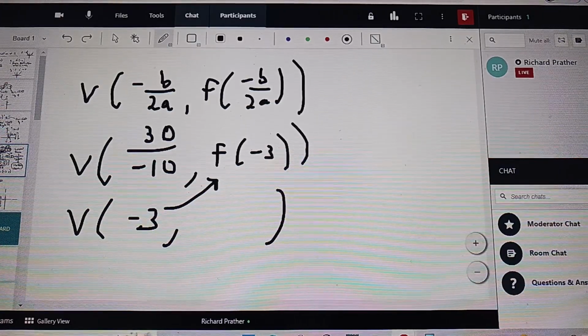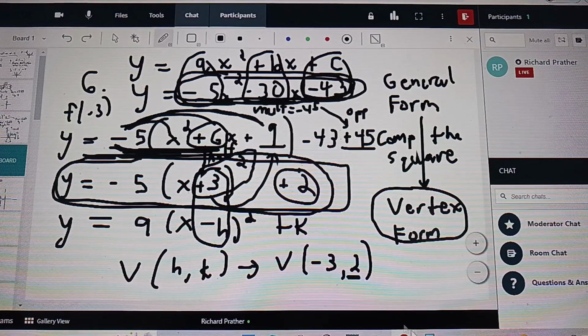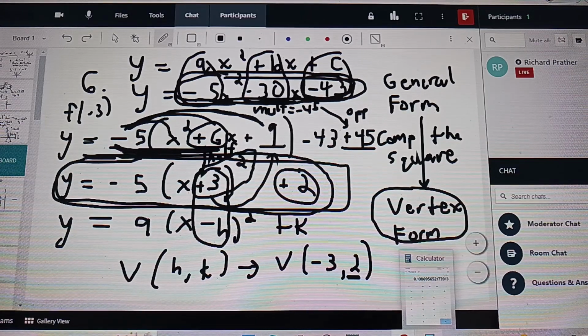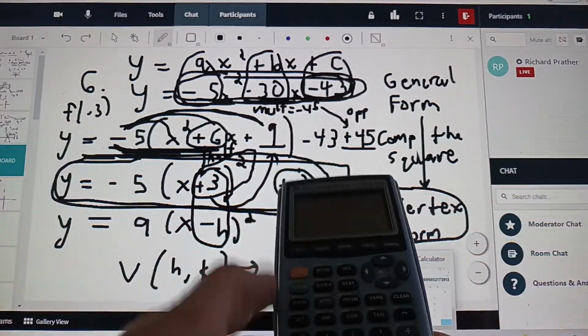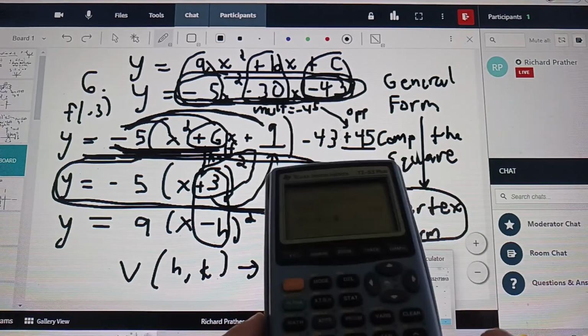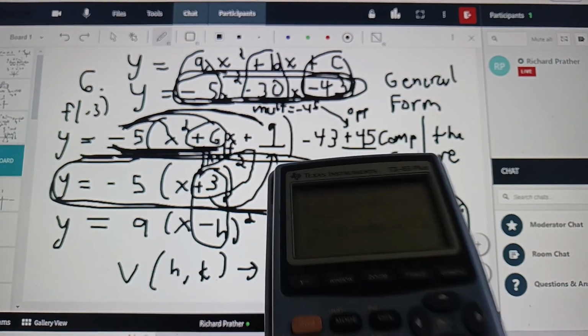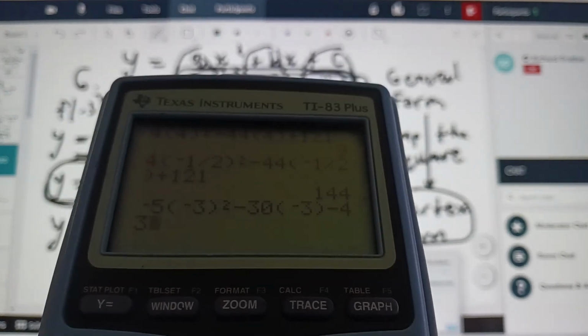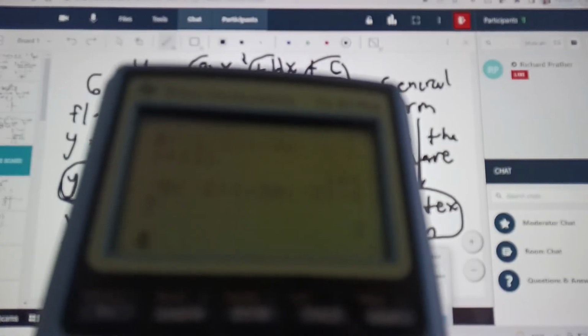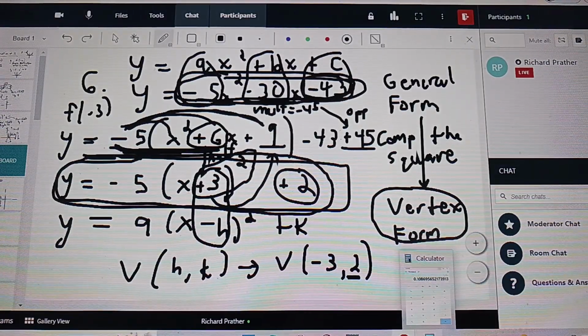So apparently if I do f of or s of, whatever it is, if I were to do f of -3 into this function right here, it should equal 2 because I already know the answer is 2. So I'm assuming that works, but I can check it. -5, plug in -3, square it, -30 times -3, -43, and then when I press enter, it should say 2. Yep, 2. So you could do that. That's what we're going to do on number 7, actually.